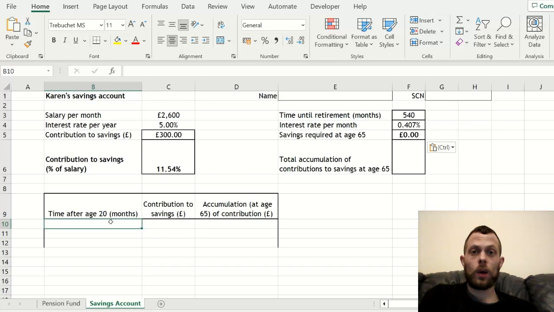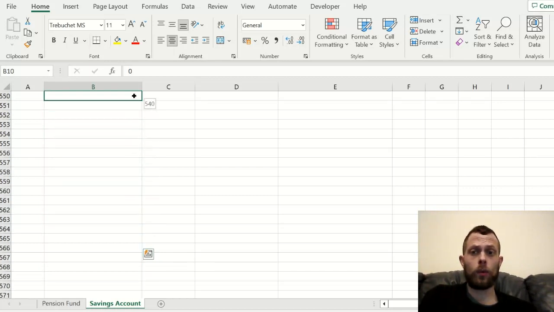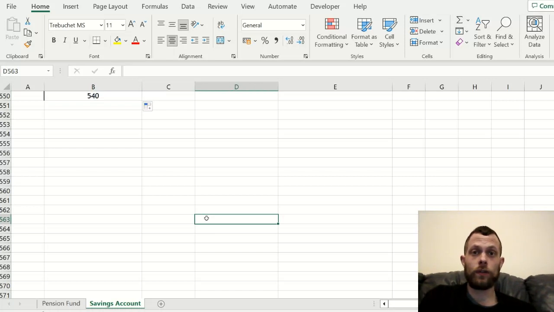Anyway, now we need to go and fill in the months. So it's 540 months. So we start at month 0 and highlight a few of them, and then click and drag down with the little black cross. Go down to, I think it goes down to 540, that's what we worked out, 540 years, so 540 months.